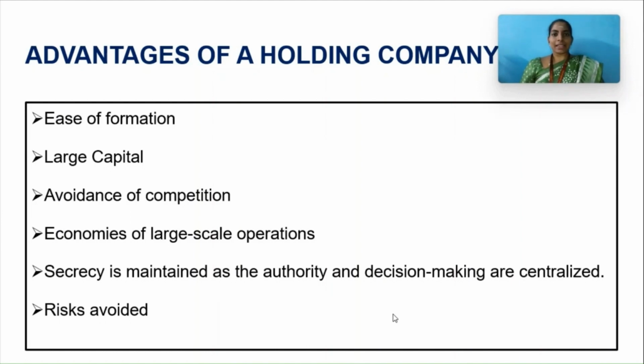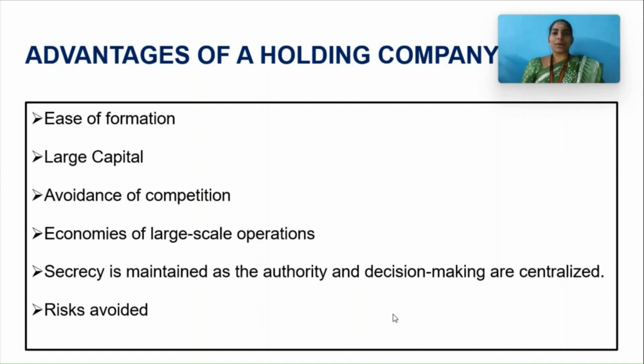Next is the secrecy maintained. Since the decision making power is with the holding company, it is very easy to make decisions in a very secret and authoritative manner. So they can have complete authority over their organizations and also maintain the secrecy very easily.